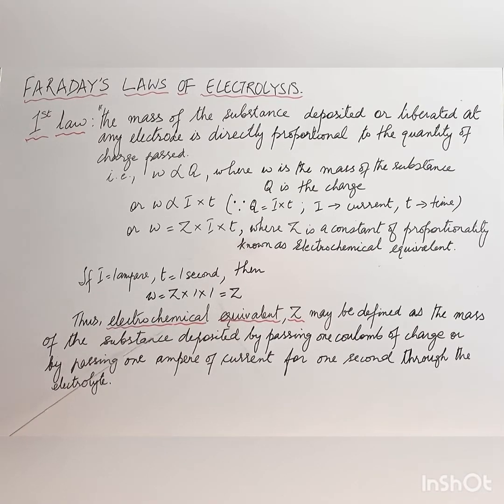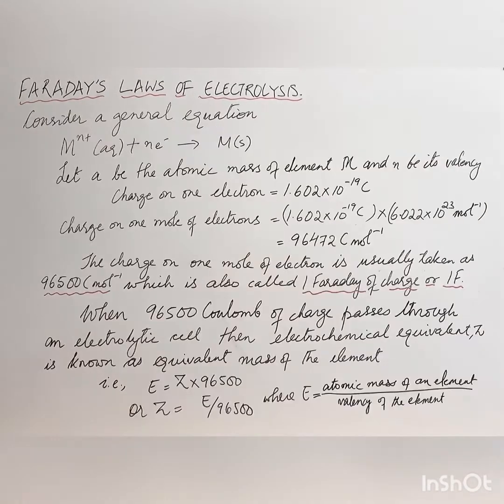So we can define electrochemical equivalent as the mass of the substance deposited by passing 1 coulomb of charge or by passing 1 ampere of current for 1 second through the electrolyte. The amount of charge that is required for the oxidation process at the anode or the reduction process at the cathode depends upon the stoichiometry of the electrode reaction. That means how many electrons are involved at any particular electrode. That will tell us how much charge will be required for any amount of the substance to be deposited or liberated at any electrode.